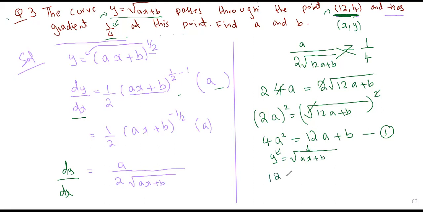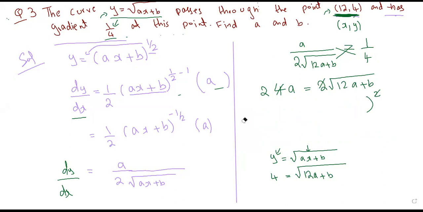So I will plug in 12 instead of y, and I will plug in 4 instead of y. So 4 equals, and then I'll plug in 12a plus b. Okay, so this is what we have, right? Now let me read the second equation at this point: 2a equals under the root 12a plus b.